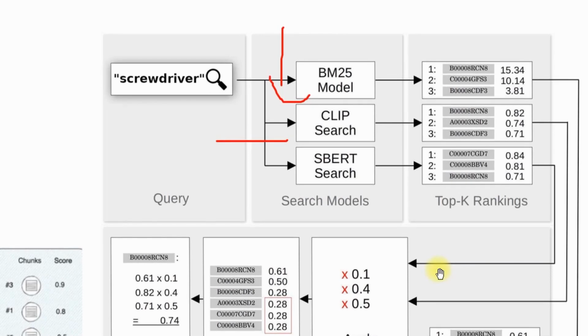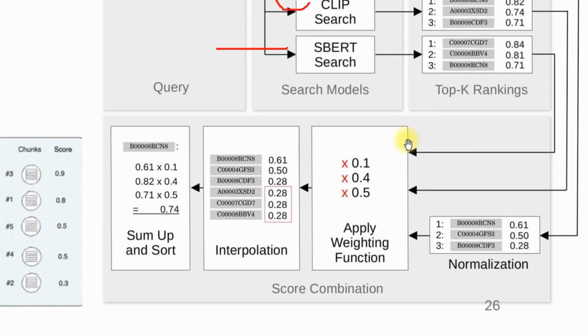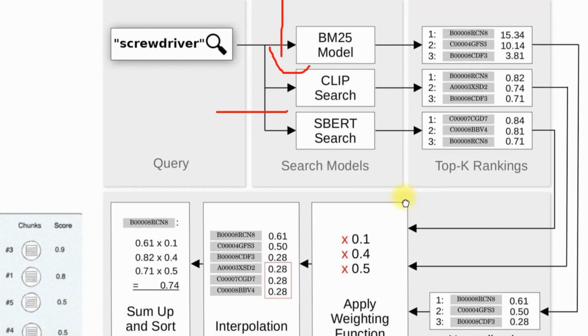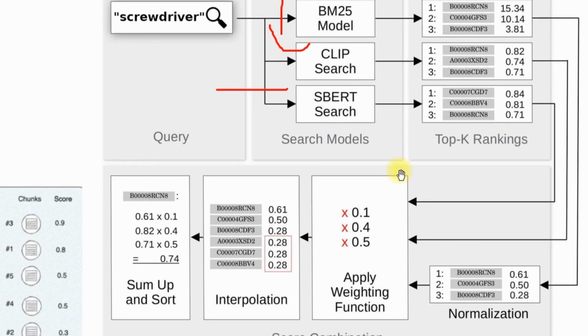And also you can see that the scoring is also different. The BM25 score is 3, 10, 15, but the scoring of Clip and S-BERT is just 0.71 or 0.82 something. So before doing any re-ranking, you have to normalize everything to between 0 and 1. So in this step, you can see that from the 15, 10, and 3, I will normalize the scores to between 0 and 1. So you can see that in normalization, the scores will be 0.61, 0.5, and 0.28.